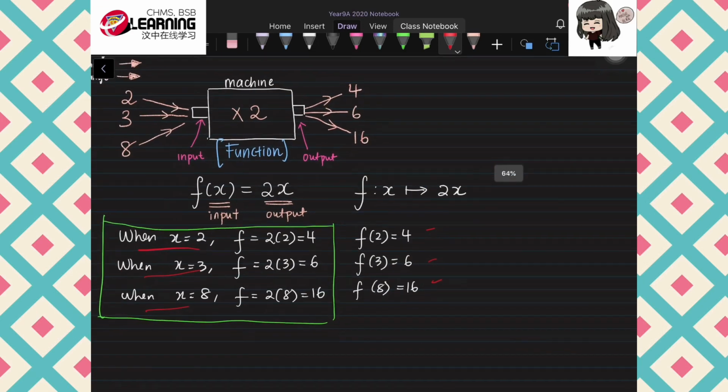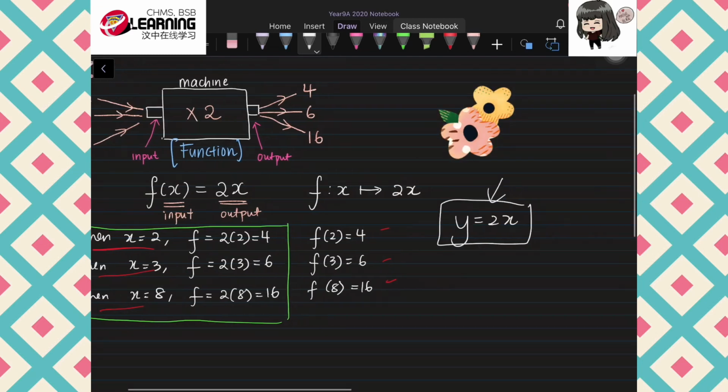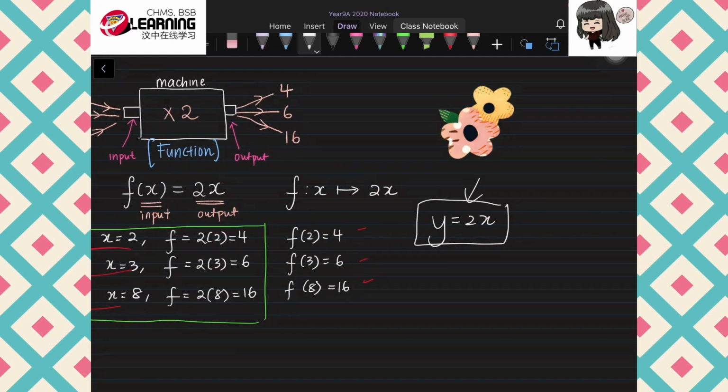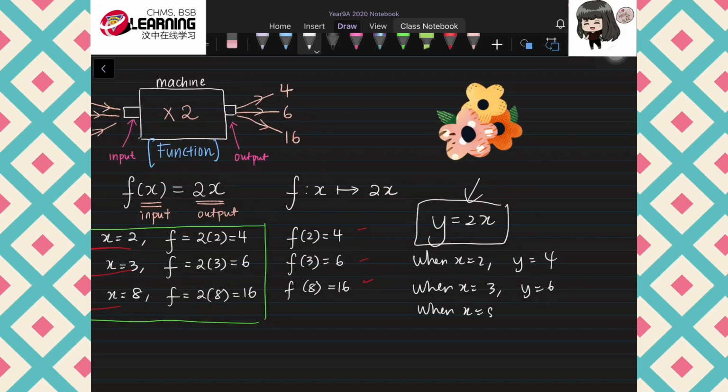Most of the time we write y equals 2x. This is also a function. When x equals 2, y will be 4. When x equals 3, y will be 6. And when x equals 8, then y equals 16.